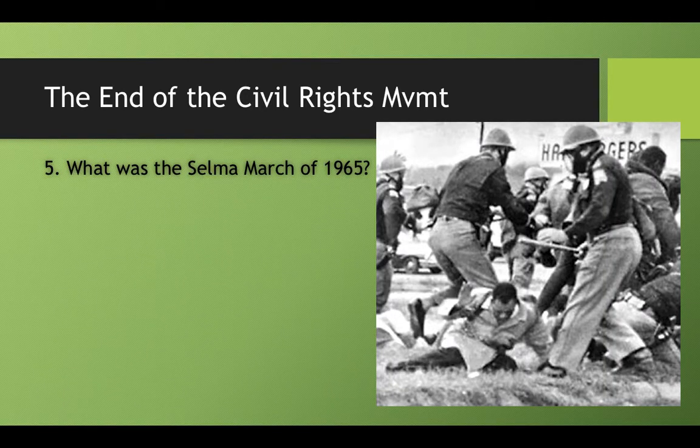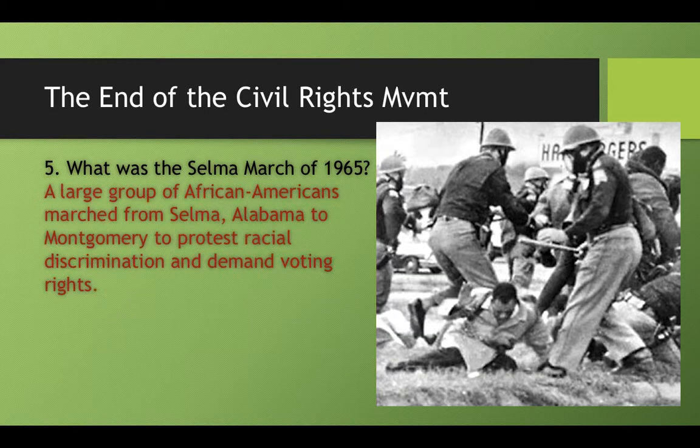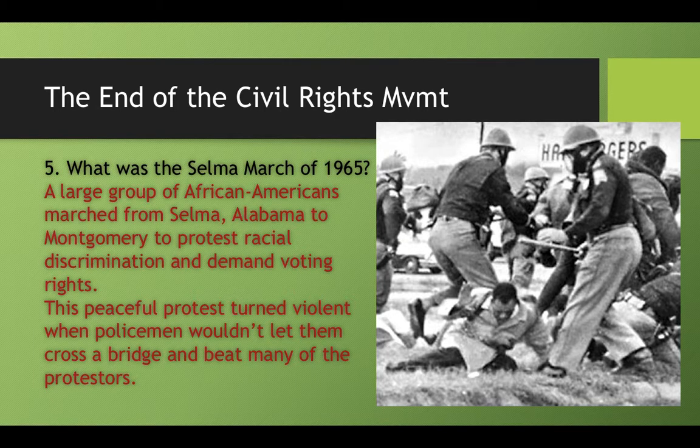A year later came the Selma March. There was a movie called Selma made about this a few years ago. This was a large group of African Americans who marched from Selma, Alabama to Montgomery in order to protest racial discrimination and demand voting rights, demand the removal of Jim Crow laws and things like that. Now, this peaceful protest turned violent when the policemen would not let this group cross a bridge on their way to Montgomery, and they started to beat a lot of the protesters. A lot of them got beaten very badly by the white police officers.